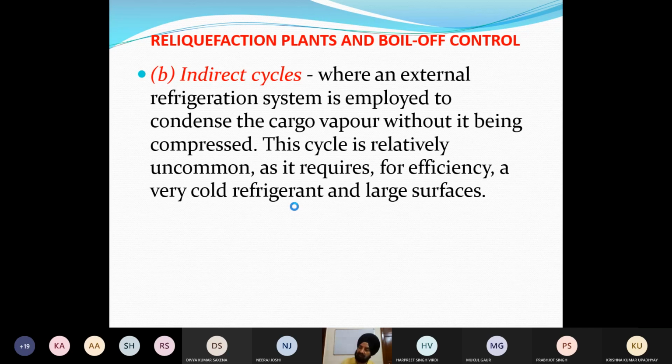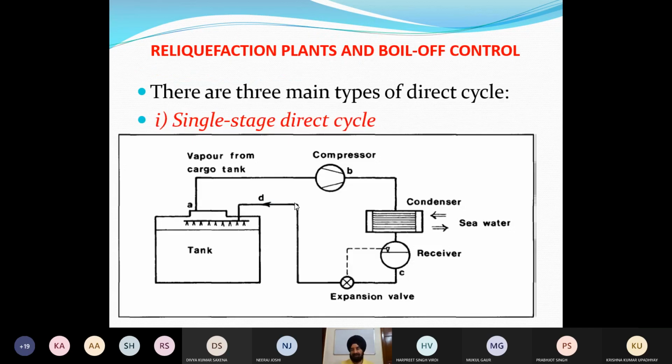For that, they say there are three main types of direct cycle. One is the single stage direct cycle. I think anybody can make this sketch. This is a tank and vapors from the cargo tank. Here the vapor generation is there. This is your liquid gas. In case there is vapor generation, they take these vapors and put them into the compressor. Now these are all special equipment, not like normal compressors. So of course all precautions, all recommendations, very safe.